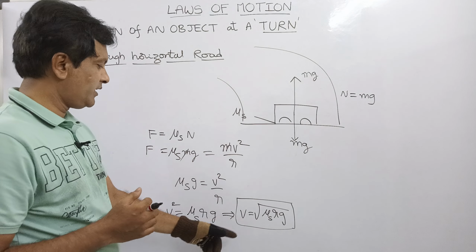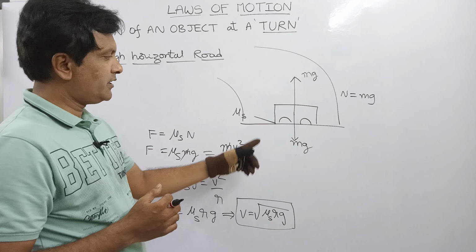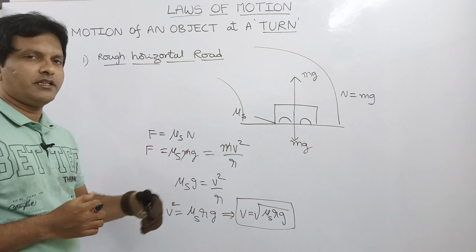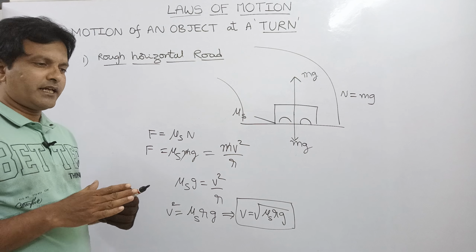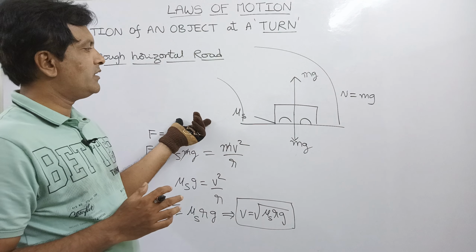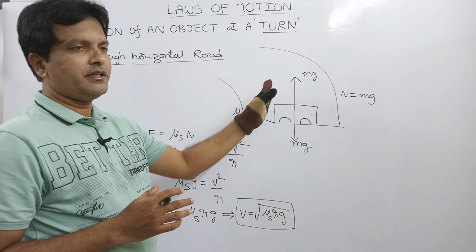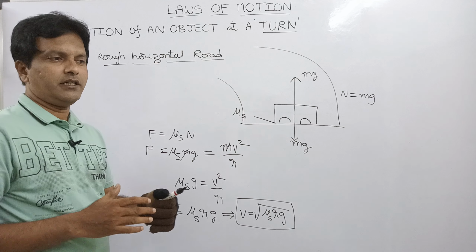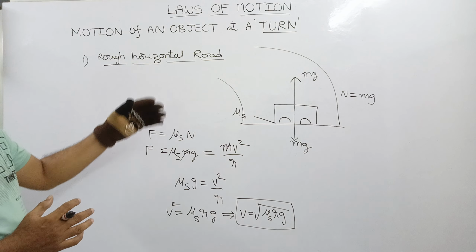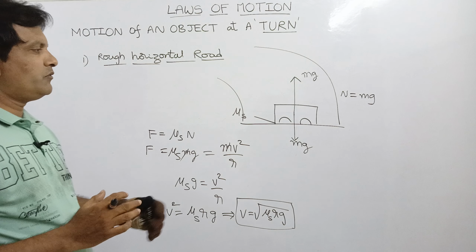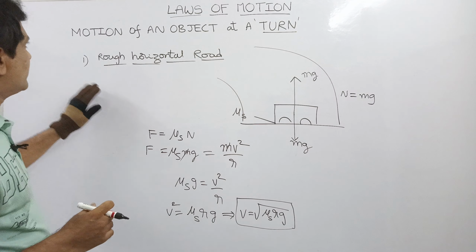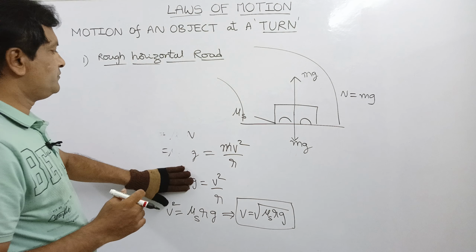By fixing the limit, you can calculate the radius of curvature. So what can be the turning and the amount of turning you can give to the road while laying the roads. So this is the concept of a rough horizontal road and a vehicle moving on the road with some turning. So we'll take up case 2.